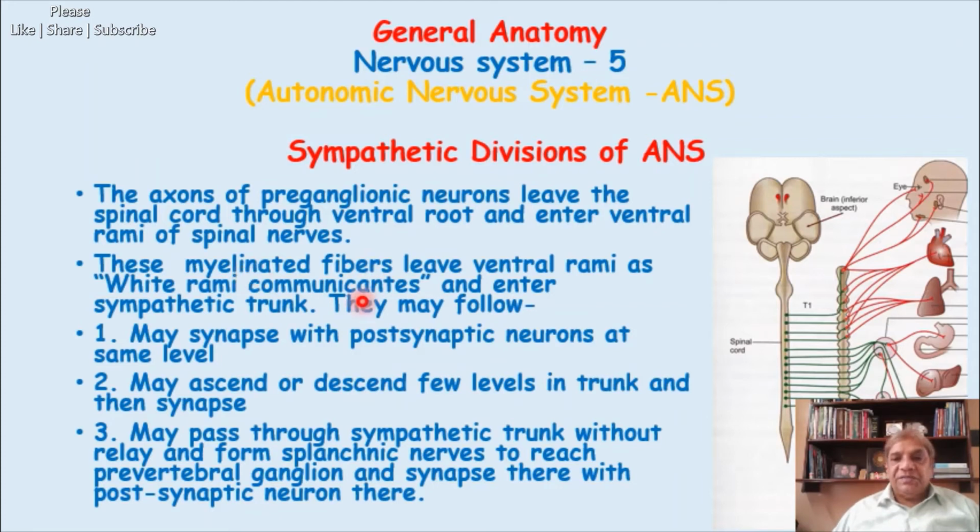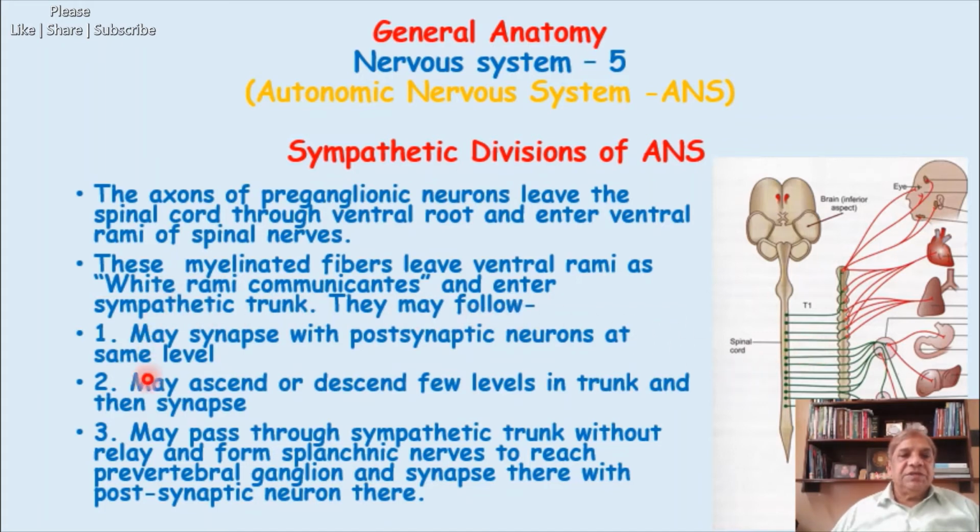Now these are myelinated fibers, the preganglionic fibers. See in this diagram, all these green-colored things, which are axons of the preganglionic neurons, are myelinated fibers, and that's why they look white. Hence they are called white rami communicantes when they join from the ventral rami to the sympathetic ganglion, to the sympathetic chain. I already showed you this yesterday, I mean in my last video. And then they enter the sympathetic trunk to form a synaptic contact with the postganglionic neurons.